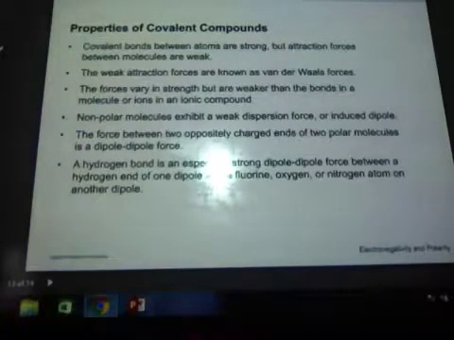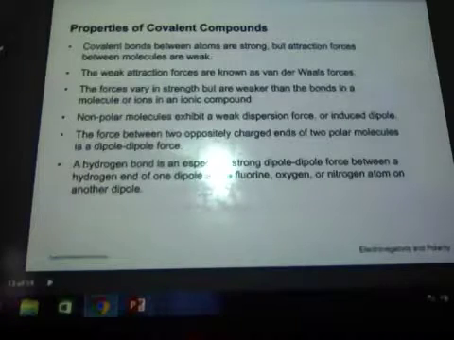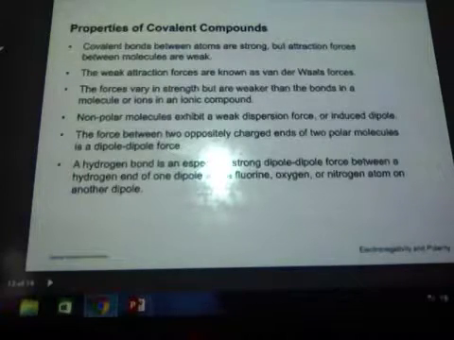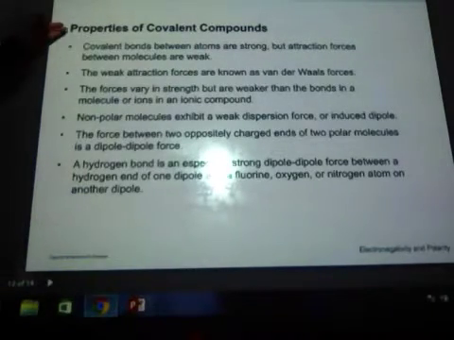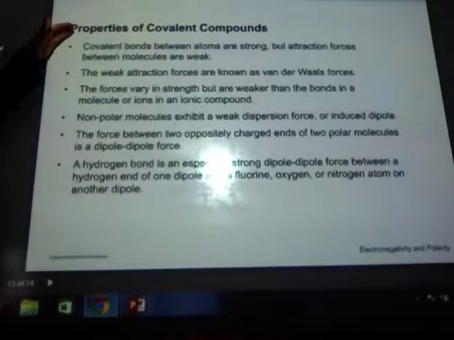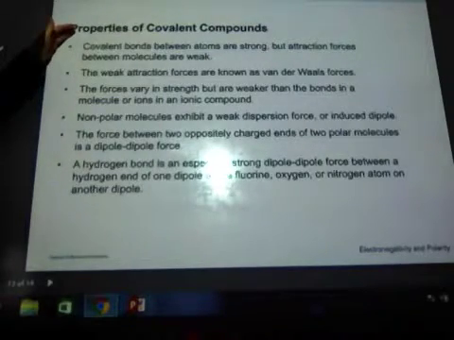So finishing up the last couple of slides, Sassy Pants, we are going to get everything finished up. Covalent compounds. So like I said, we are going to look at properties of real compounds, covalent, ionic.